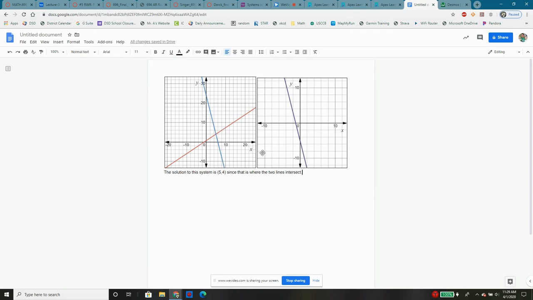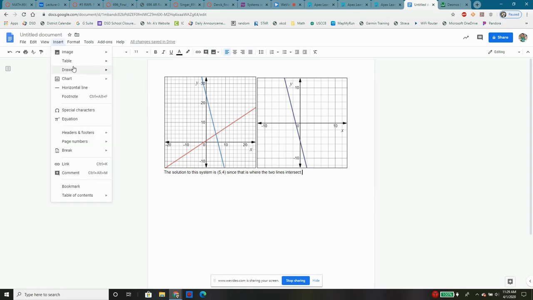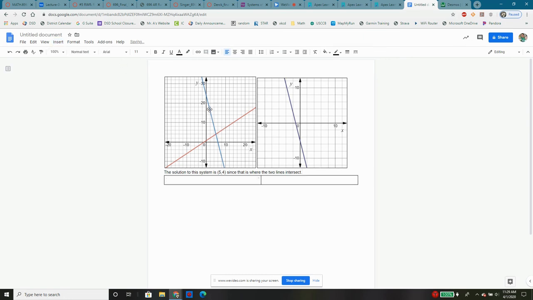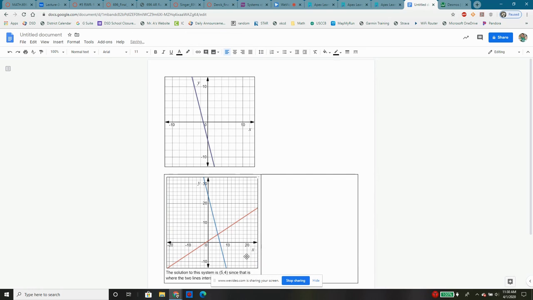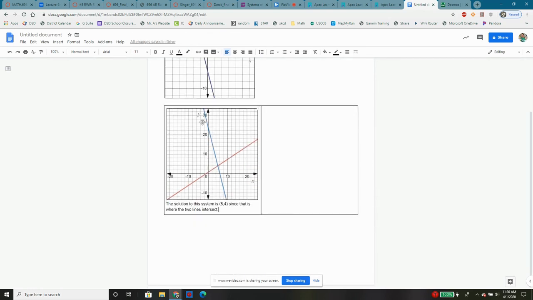That would be better. So maybe a better way to display it would be to use a table. I see I've got two graphs. If I want to put commentary underneath each graph, I could do a table. It'll be a 2x1 table. I can click and drag this in there. And then this commentary, the solution to the system is 5,4, since that is where the two lines intersect, cut with Control X there. And I'm going to paste it, Control V. Now I have the commentary directly with my graph.